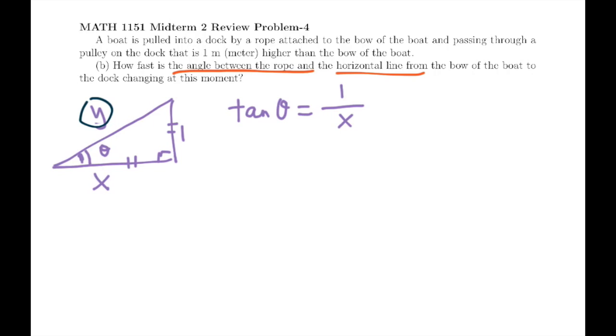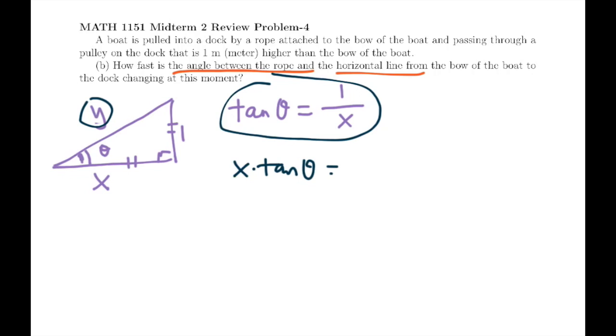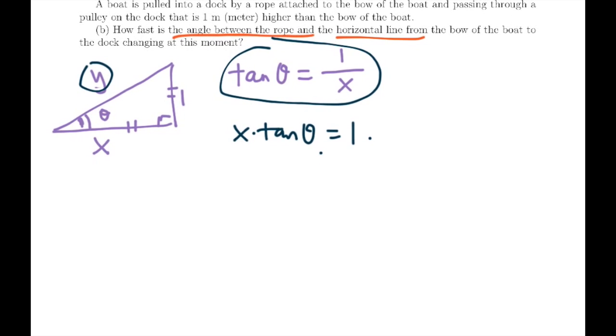Okay, so we can multiply both sides by x. For this equation, we have x times tangent theta equal to 1. And here, remember that x is changing, and theta is also changing with respect to time. So again, I'm going to differentiate this function with respect to time t. And because it is the product of two functions, I'm going to use the product rule.